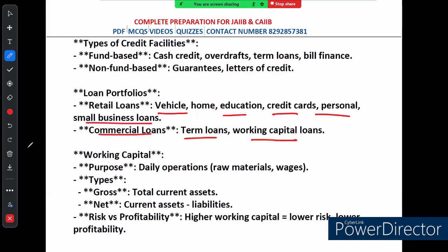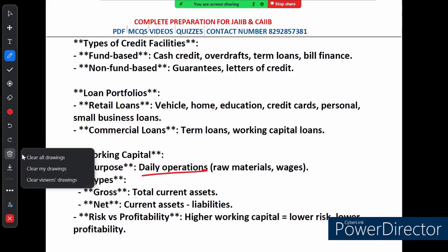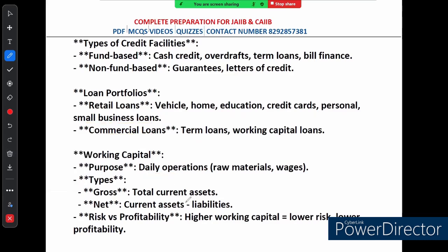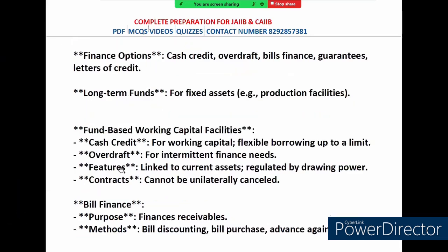Now working capital: its purpose is to fund daily operations. There are two terms: gross working capital, which includes total current assets, and net working capital, which is current assets minus current liabilities. If we talk about risk versus profitability, more working capital means lower risk but can reduce profitability. So remember: more working capital, lower risk, but reduced profitability.